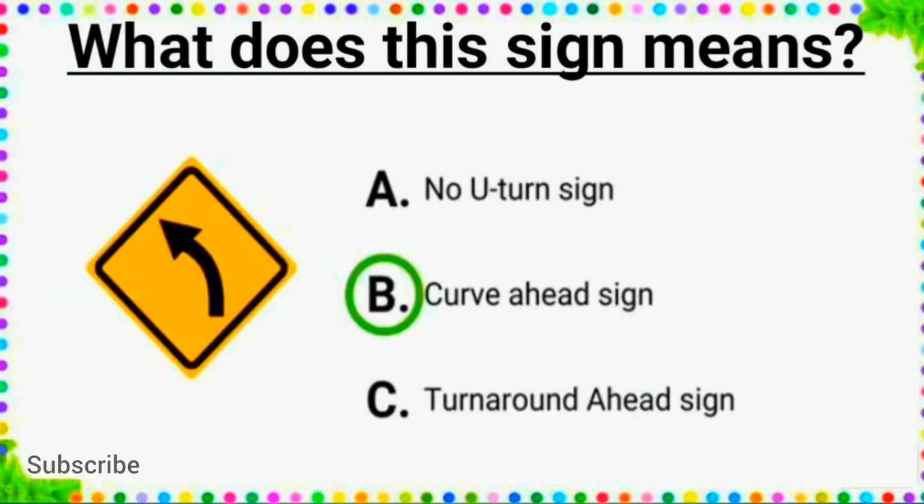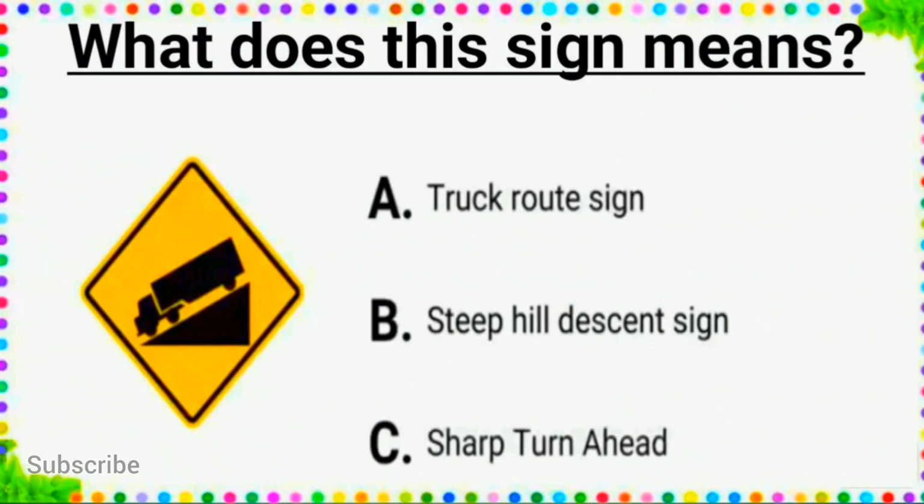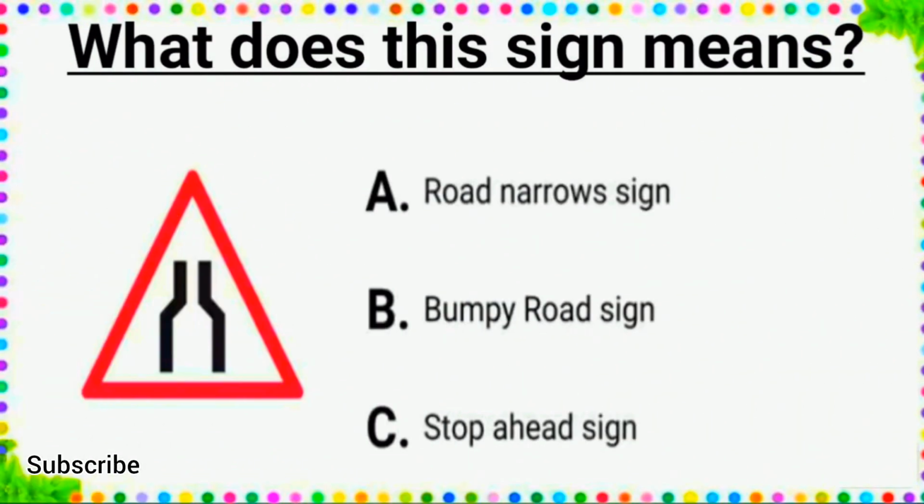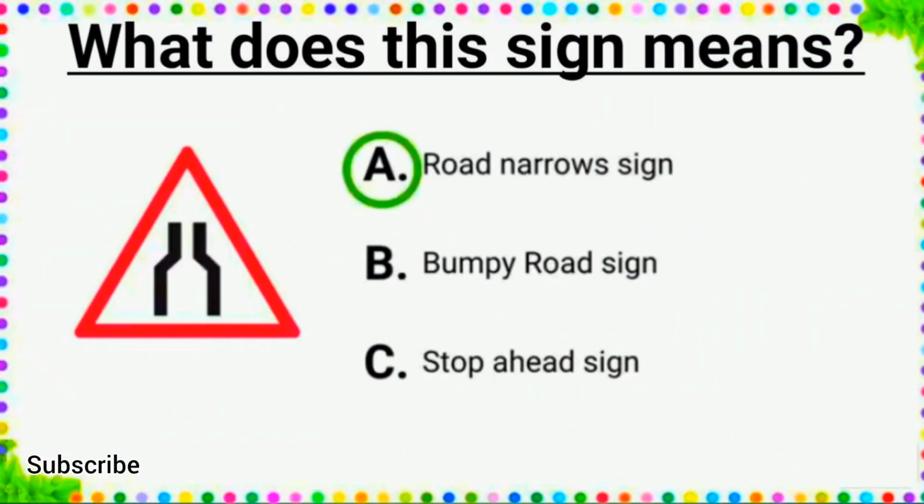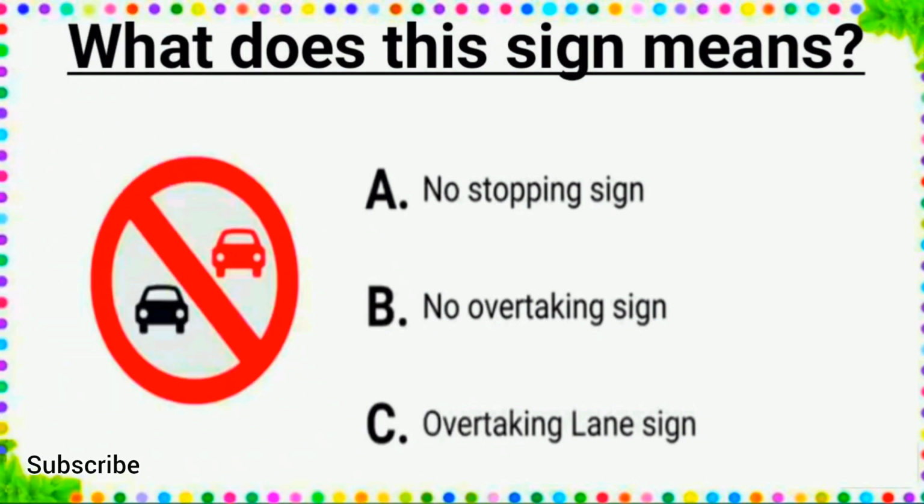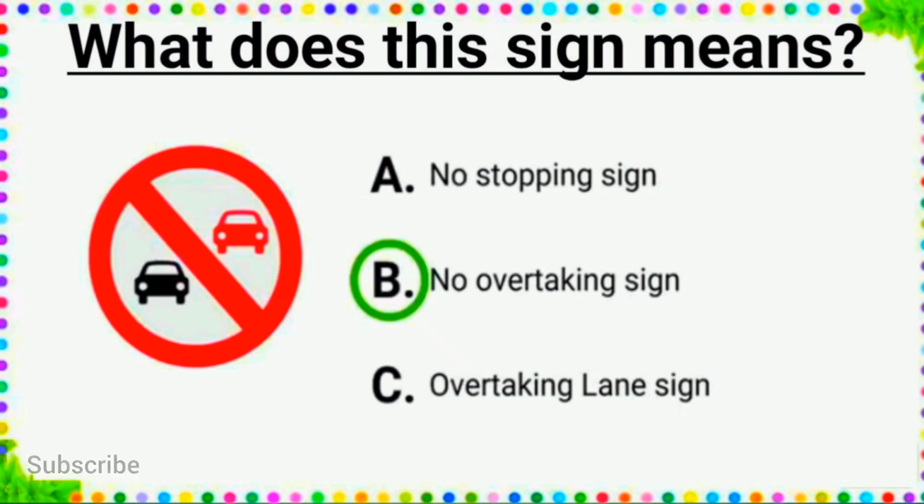Curve ahead sign. What does this sign mean? A, B, C. Correct answer B option. Steep hill descent sign. What does this sign mean? A, B, C. Correct answer A option. Road narrow sign. What does this sign mean? A, B, C. Correct answer B option.